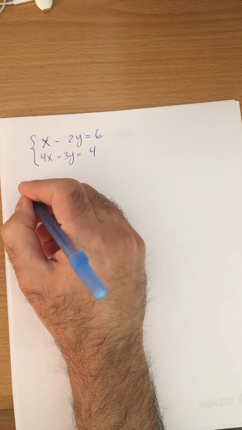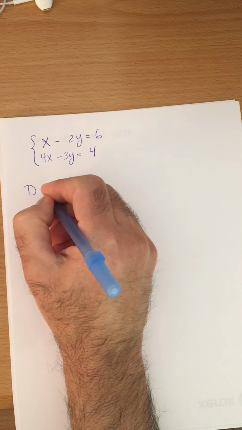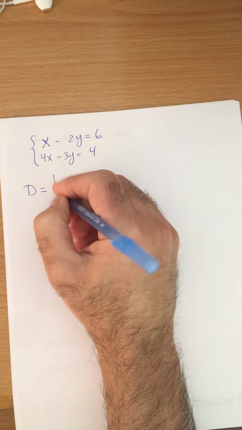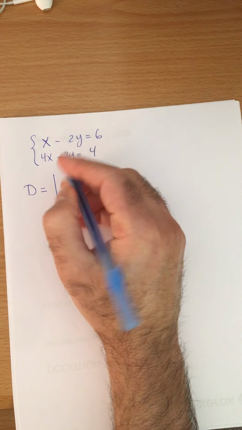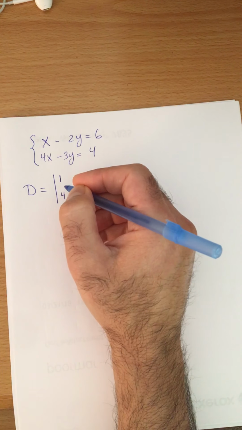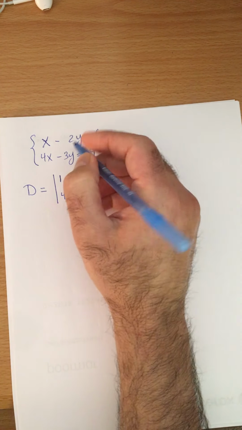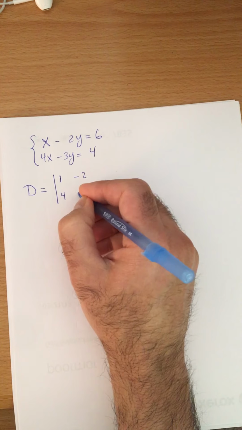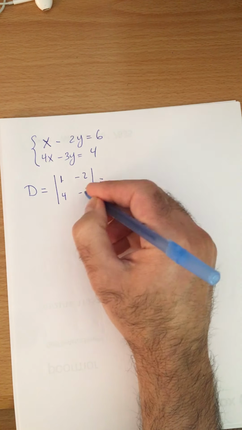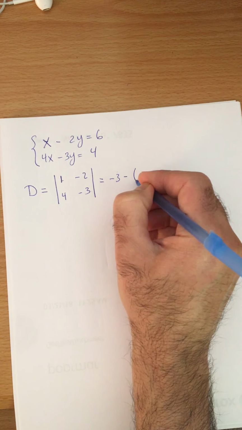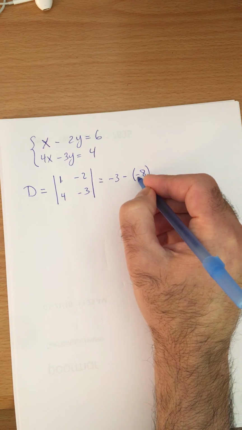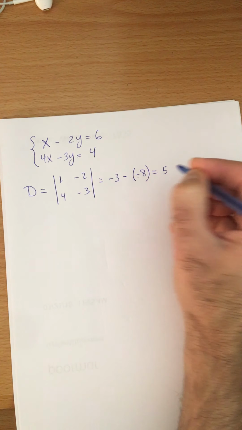Okay, so first we set up this determinant, we just call it D, and that's these coefficients. So there's a 1 here, and then there's a 4. So the coefficients of x form the first column, and then the coefficients of y form the second column. So we have a 2 by 2 determinant, and so 1 times negative 3 is negative 3 minus negative 8, and that gives you positive 8 minus 3, that gives you a 5.